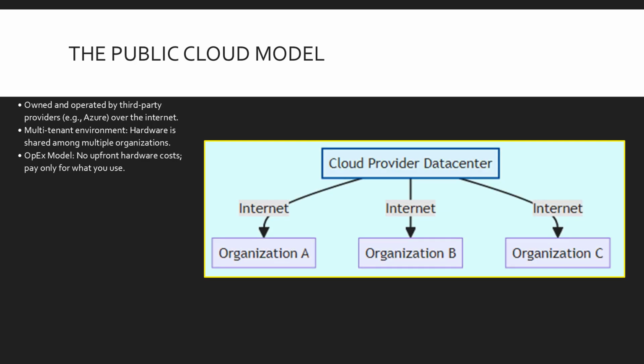First, let's define the public cloud. This is the most common model, where resources like servers and storage are owned and operated by a third-party provider, such as Microsoft Azure, and delivered over the Internet. A defining characteristic is that it is a multi-tenant environment. This means multiple organizations share the same underlying physical hardware, though their data remains logically isolated.